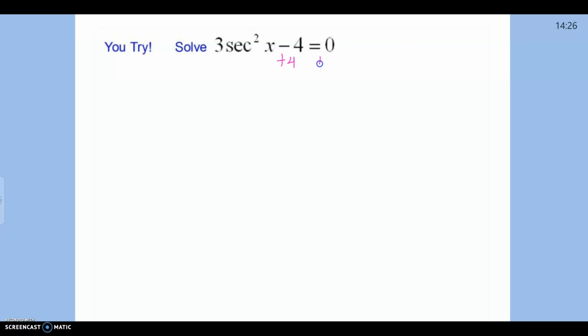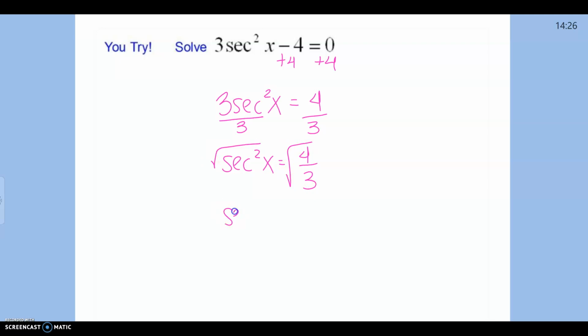But the same idea is here. You're going to want to add 4. So 3 secant squared x equals 4. And then just like anything else, divide by 3. So secant squared x equals 4/3. And then again, to undo a square, we square root. And then we get secant of x, don't forget your plus or minus, is the square root of 4 over the square root of 3. Which, y'all, is secant of x equals plus or minus 2 over square root of 3.